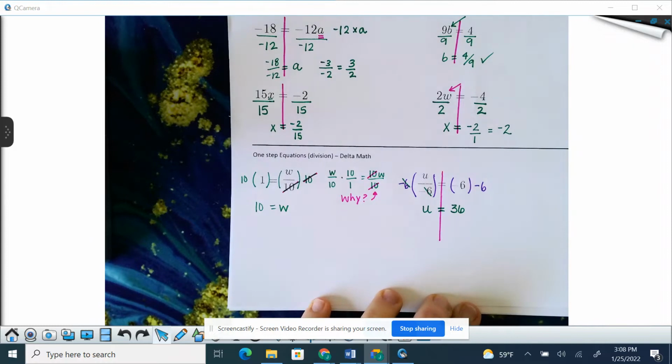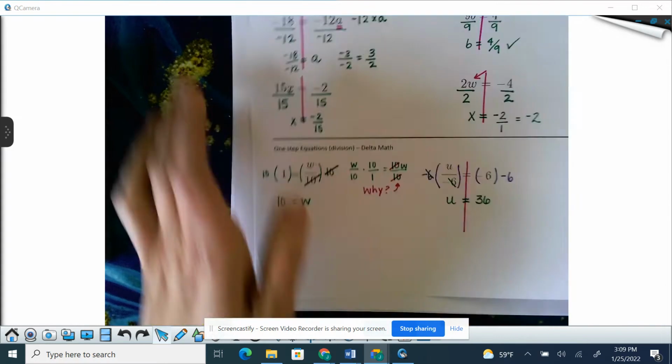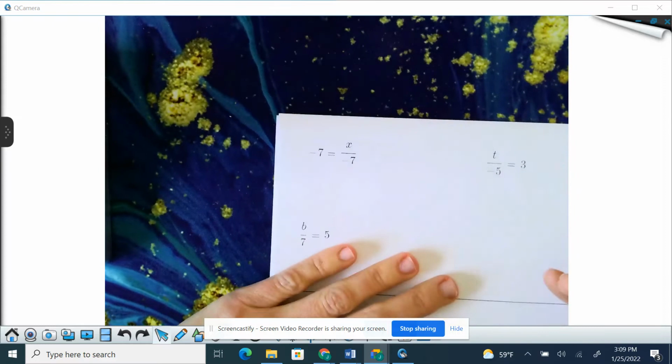These are usually my favorite because they don't get very messy, especially when there's a 1 on the top with your u or your x or your w. There's not much that you can really do wrong as long as you just keep it, again, neat and keep up with what you're doing. All right. So a couple more of these just in case.